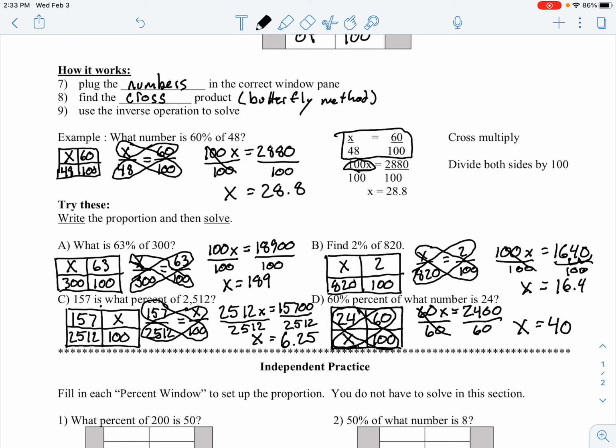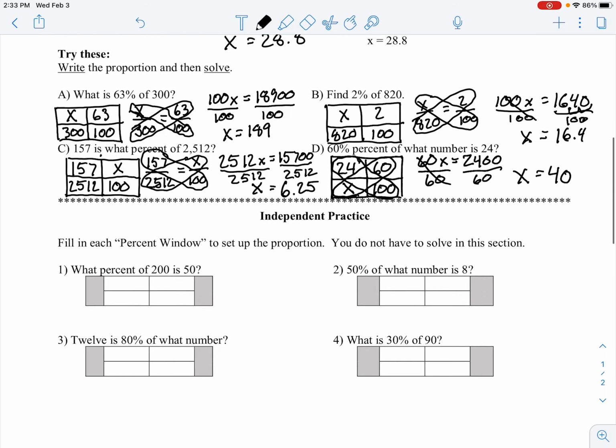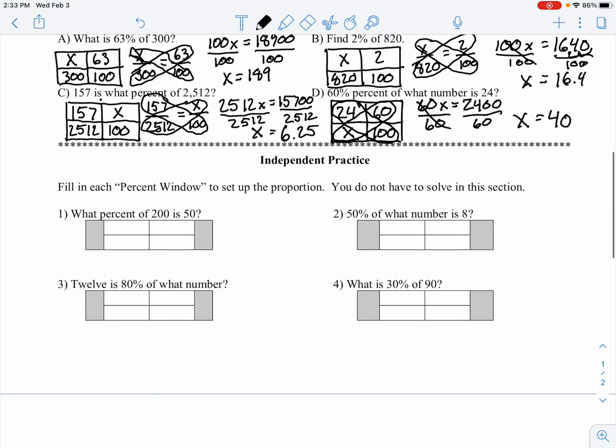Alrighty, so remember that window pane? That's how we're gonna set up our ratios to solve these problems here. So remember, our independent practice starts on this page, so don't forget these problems when you are doing that. Also, be sure that you're reading really carefully the directions. So this tells us to fill in each percent window to set up the proportion. We do not have to solve in this section. We are just setting up our window. So let's go through number 1 together real quick.